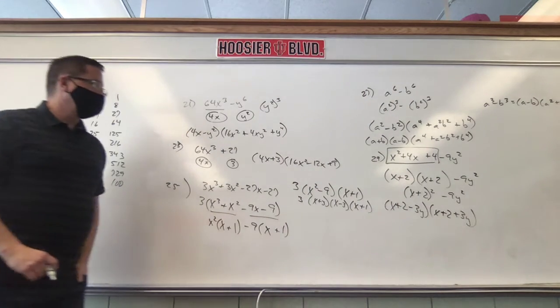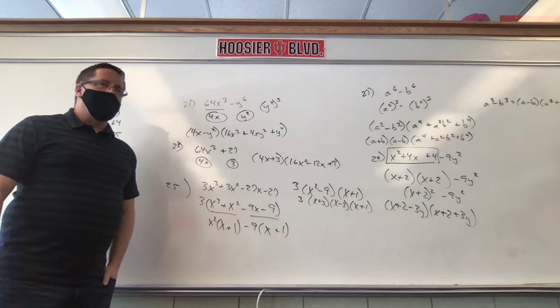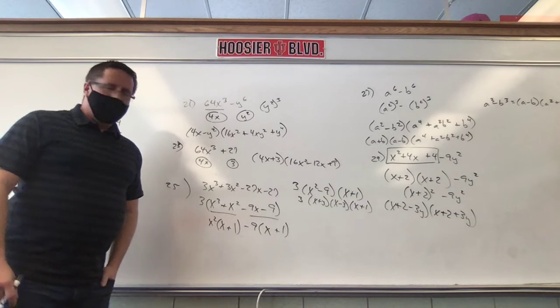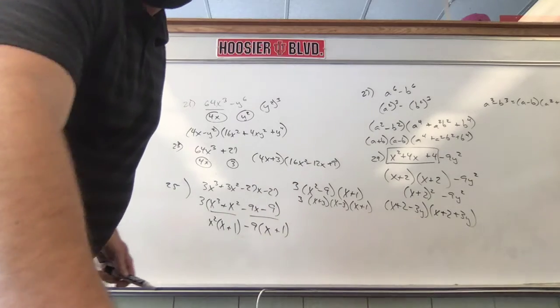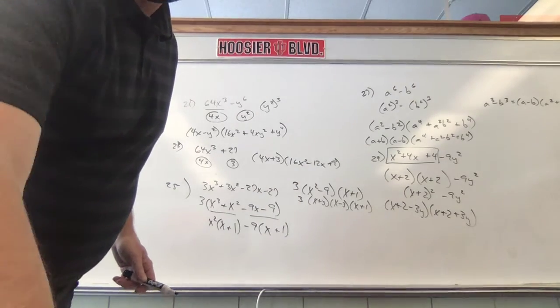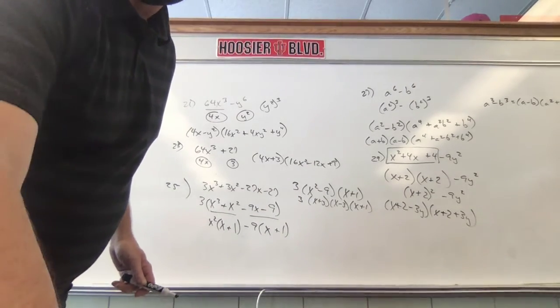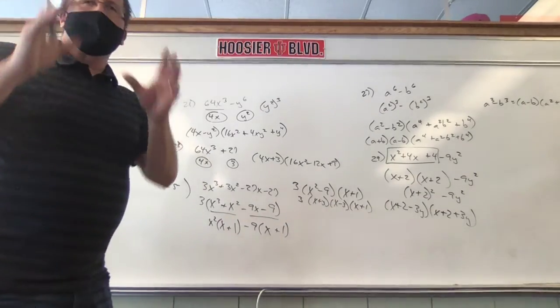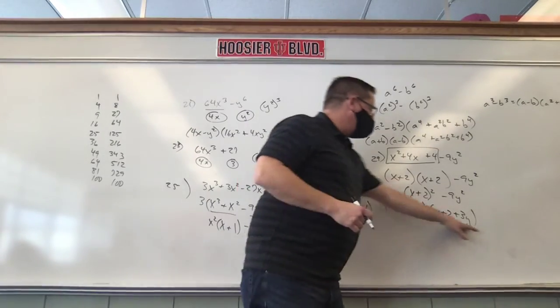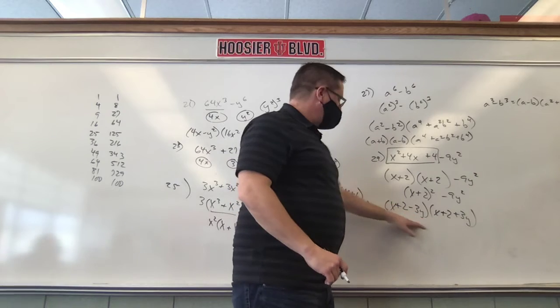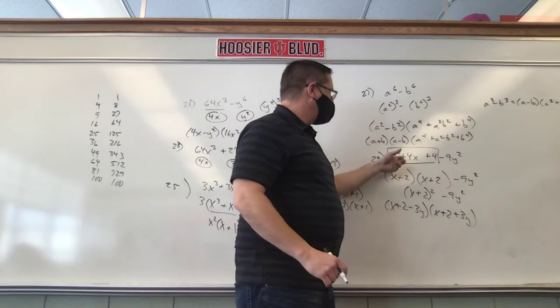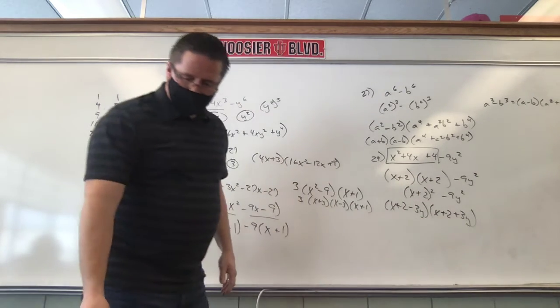Very good. Now, we haven't said this all day. Hopefully you guys remember this. If I really wanted to, how could I check that? Well, yeah, I mean, I wouldn't use the word FOIL. FOIL, you have 2 terms times 2 terms. You would multiply each of these 3 terms by what? Each of those 3 terms, and you would get that, okay?